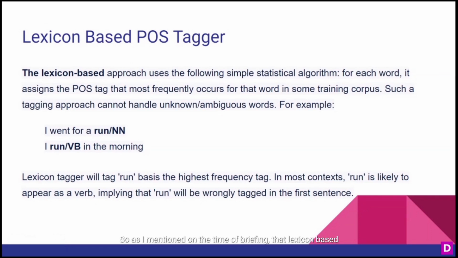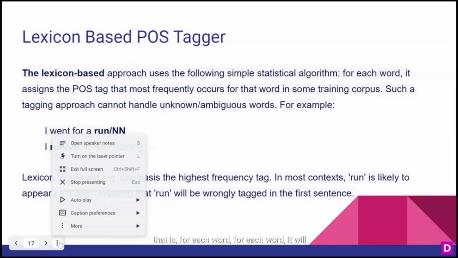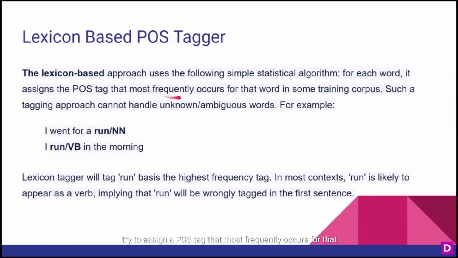As I mentioned at the time of briefing, the lexicon based approach will directly account for the frequency of a given word, and it will try to tag that word with the most frequently occurred POS tag. A lexicon based approach uses the following simple statistical algorithm: for each word, it will try to assign a POS tag that most frequently occurs for that word in some training corpus. Suppose the POS tagger has learnt on a large text corpus, where it has learned certain words tagged with a particular POS tag, then it will try to tag the new set of lines or new set of words with the same POS tag.